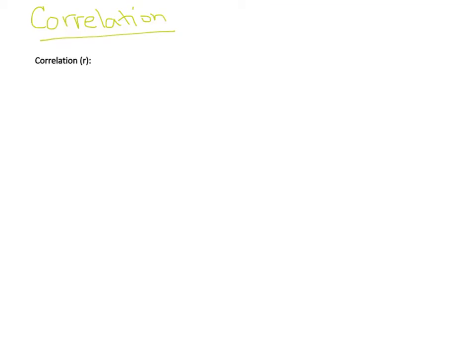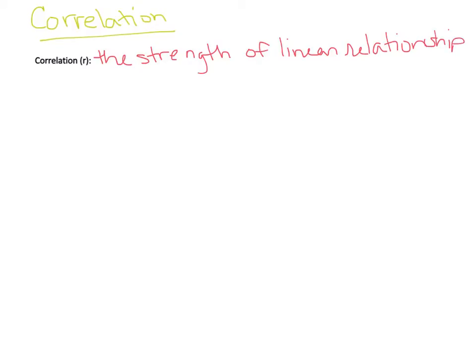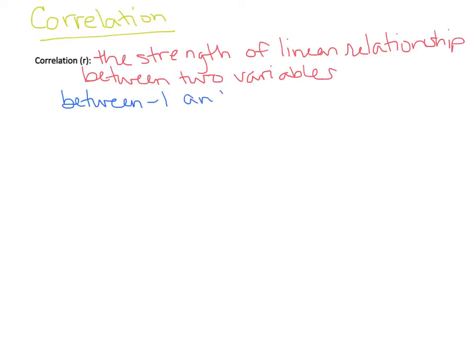Our next topic is what we call correlation. So correlation, which we denote by the letter R, is the strength of the linear relationship between two variables. And correlation is always going to be a value between -1 and +1.